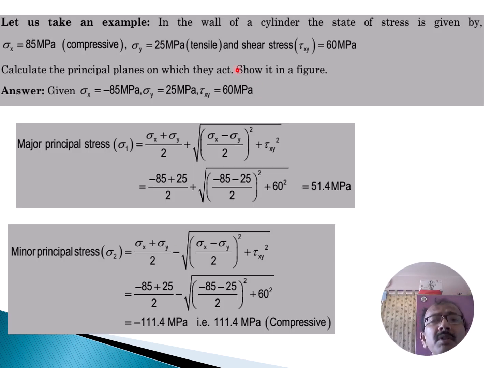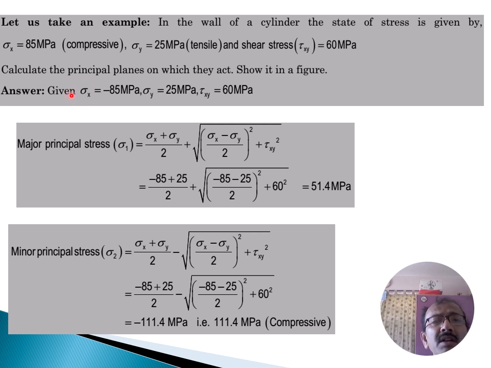Now, with an example: in the wall of the cylinder, the state of stress is given by tau xy, that is negative 85 MPa, and sigma x equals 85 MPa, that is compressive, sigma y equals 25 MPa, that is tensile, and tau xy equals 60 MPa. So what we have to calculate? We have to calculate the principal planes on which they act.